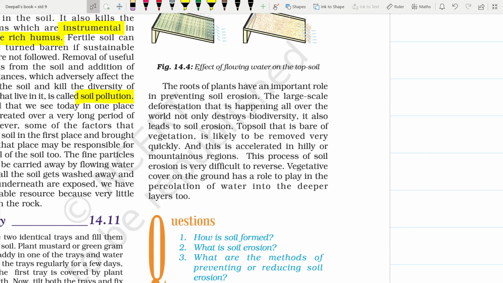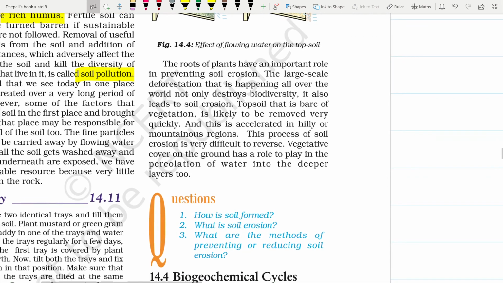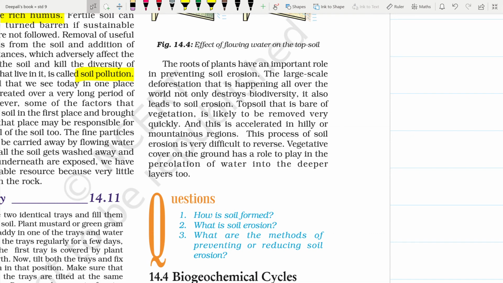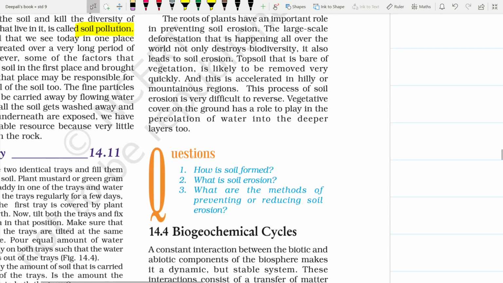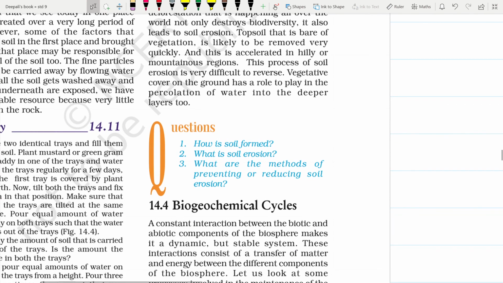The large scale deforestation that is happening all over the world not only destroys biodiversity, it also leads to soil erosion. Topsoil that is bare of vegetation is likely to be removed very quickly, and this is accelerated in hilly areas and or mountainous regions. This process of soil erosion is very difficult to reverse.